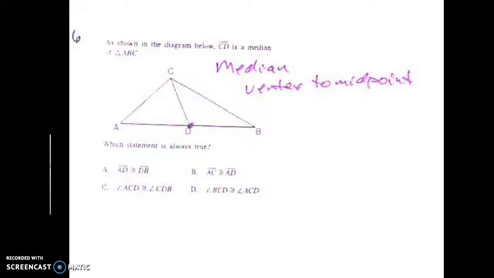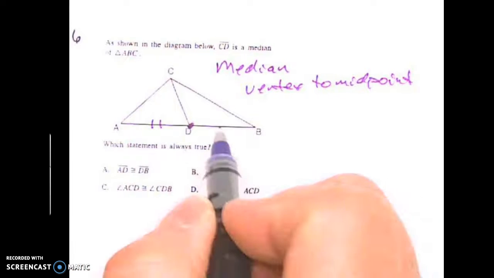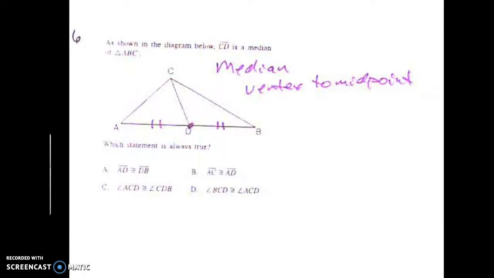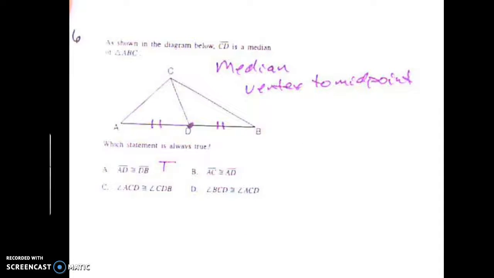Once I know I have a midpoint, I can mark on my diagram that the segment from A to D and the segment from D to B are congruent to each other. The question is asking, what statement is always true? I'm looking at my answer choices. The first one says that segment AD is congruent to segment DB. Well, that's definitely always true because of the definition of a midpoint.